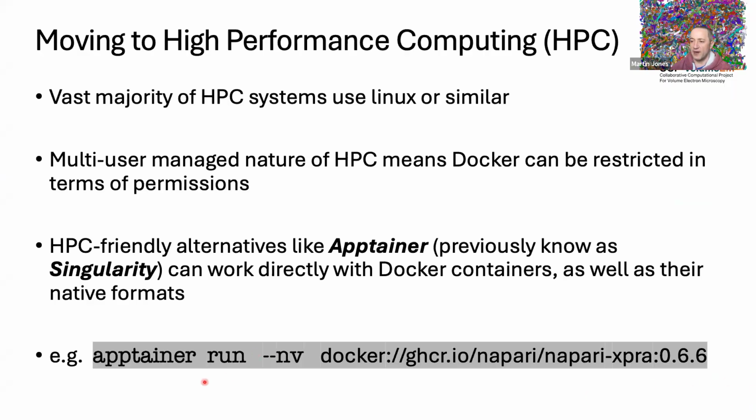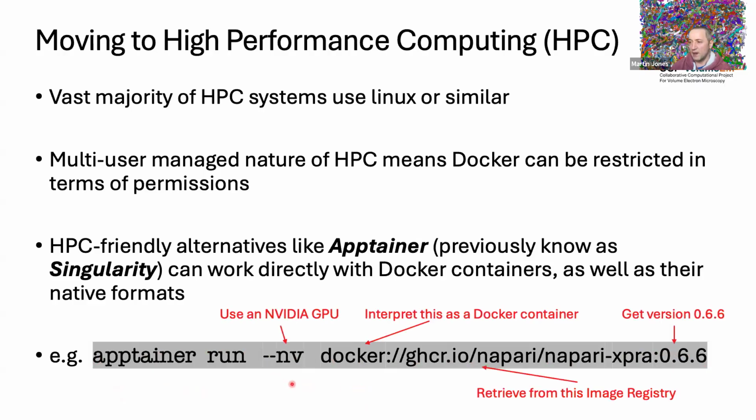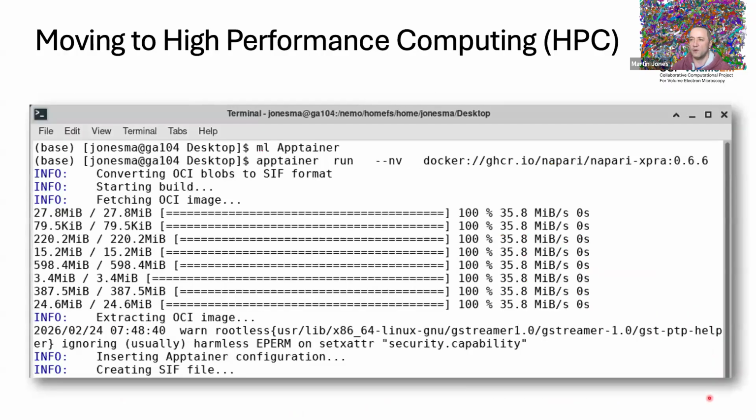And I can now, in my high-performance computer, either in a terminal or via some sort of batch script, run a command very similar to the Docker command. I can specify maybe that I want to use an NVIDIA GPU because I might want to do some deep learning stuff. This tells Apptainer that this is a Docker container, so I need to convert it. This tells it where to look for that container image and again specify the version that you want to install.